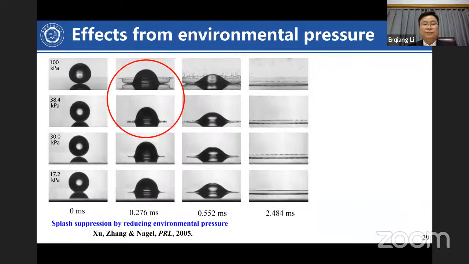Okay, so we know that, as we just mentioned, the fourth stage for the lamella is whether it can splash, right? So in 2005, Professor Xu Lei found something very interesting: if you reduce the pressure of the environmental gas, it makes a splash difficult to happen.